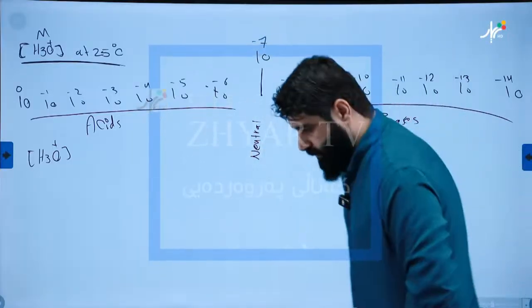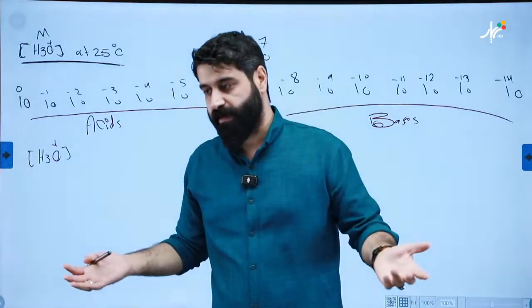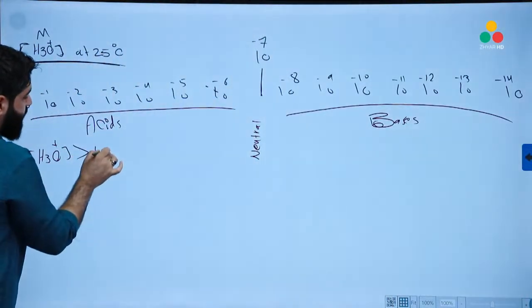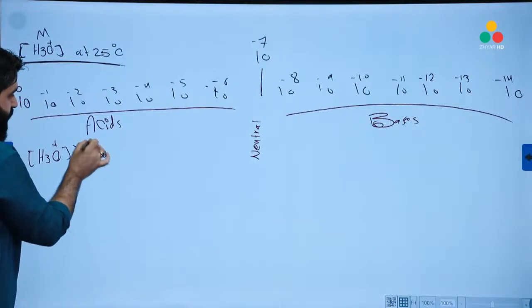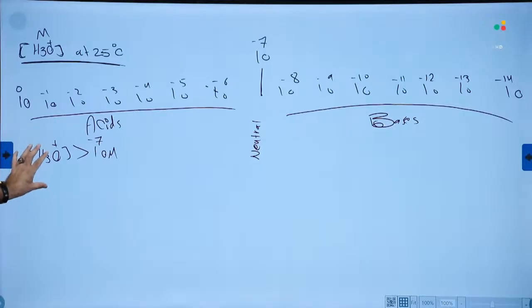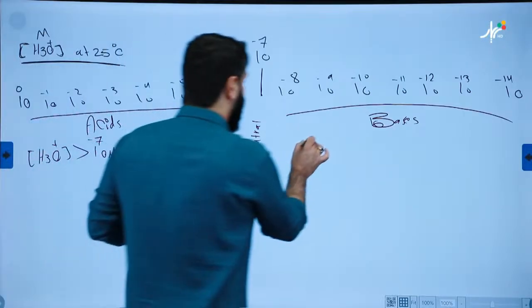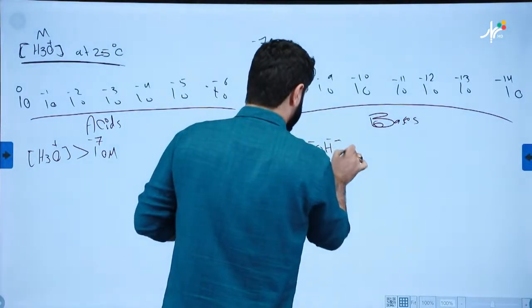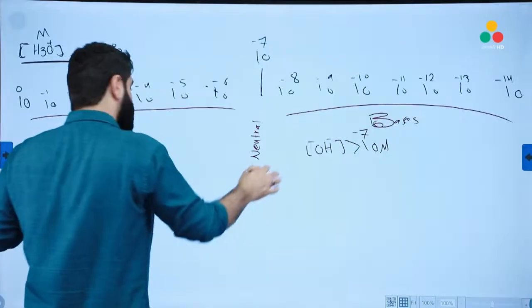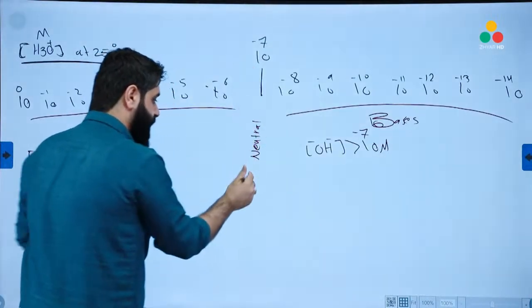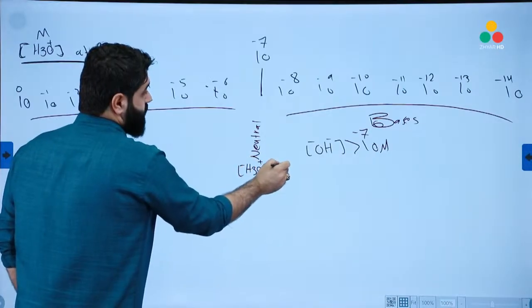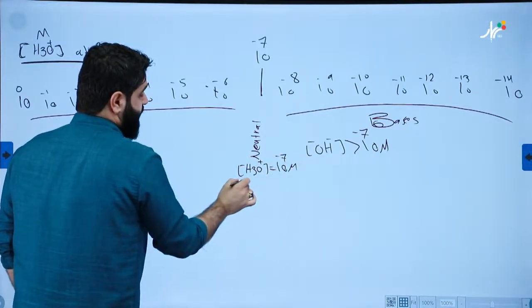Okay, in the acids, as I told you, which ion is present in the greatest amount? H3O. So here, hydronium ion is greater than 1 times 10 to the power negative 7 molar. So here, hydronium ion is greater than this. But here, hydroxide ion is greater than this 1 times 10 to the power negative 7 molar. But how about here? Both are equal to this number. H3O equals this number, and the OH also.